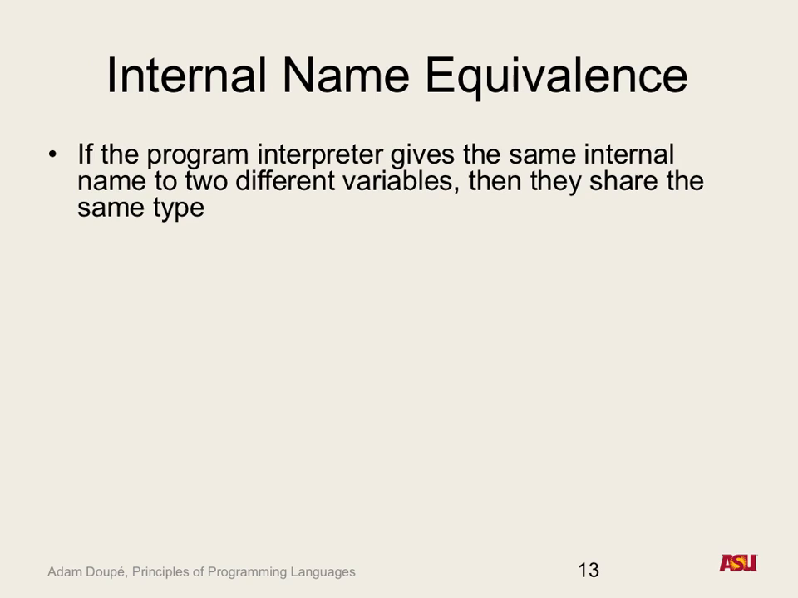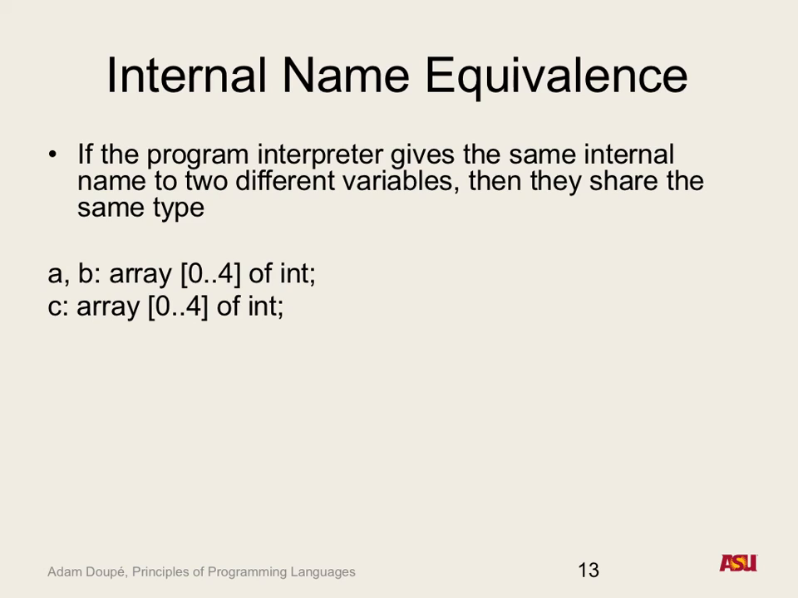Where this comes into effect is in situations like this, right? Where I'm declaring two variables A and B to be arrays 0 through 4 of integers. Now, because these are happening on the same line, we know that the compiler will give them the same internal name. And I would say C is an array 0 through 4. So we'd say, is A equal to B under internal name equivalence? Yes, because they have the same internal name.